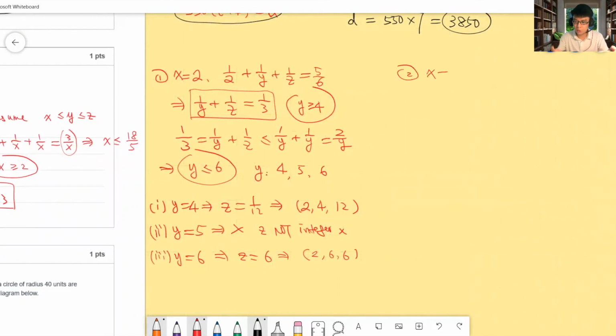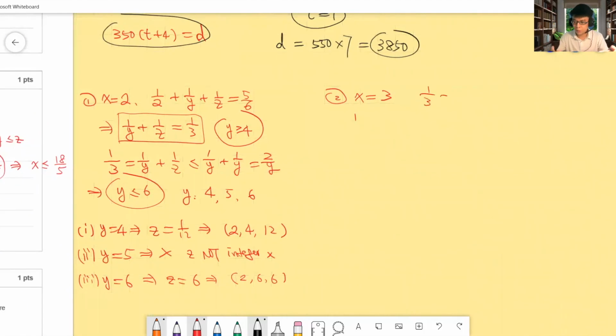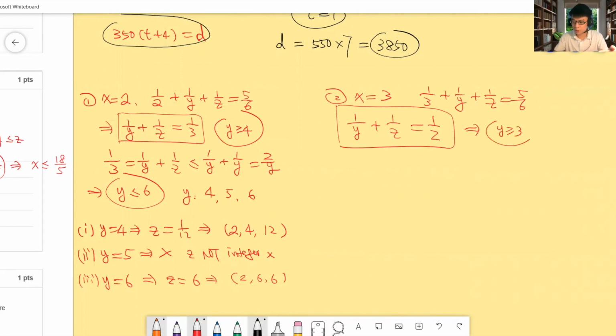Next, we consider x equals 3. X equals 3, we have 1 over 3 plus 1 over y plus 1 over z equals 5 over 6. Subtracting 1 over 3, 1 over y plus 1 over z equals 1 over 2. Now, we must have y greater than or equal to 3 because the sum here is 1 over 2. And next, we consider the upper bound by a similar argument: 1 over 2 is less than or equal to 1 over y plus 1 over y, which is 2 over y. That means y is less than or equal to 4. So y can be 3 or 4.